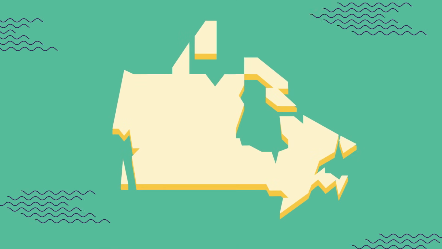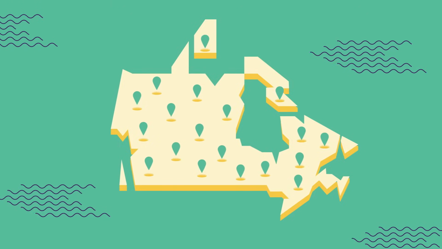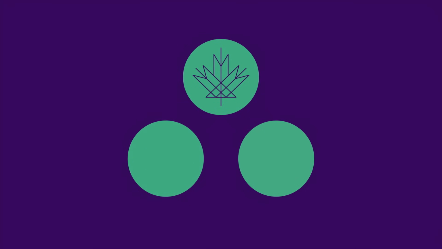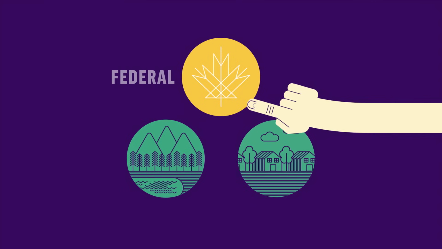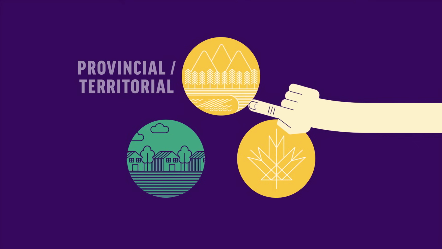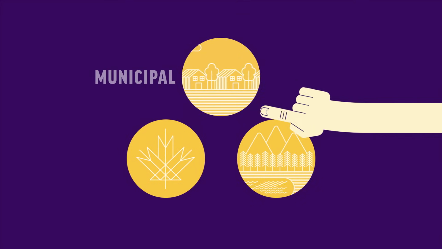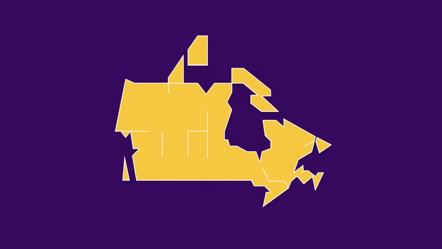Canada is a huge country, and each community has its own unique needs and interests. To serve Canadians most effectively, the government is split into three levels. The federal government is responsible for the entire country. Provincial and territorial governments are responsible for their province or territory, and local or municipal governments manage their city or town. So, what exactly does the federal government do?